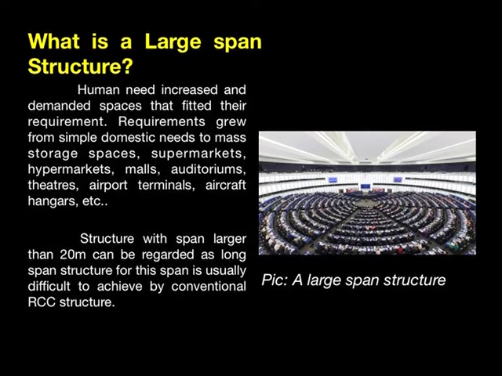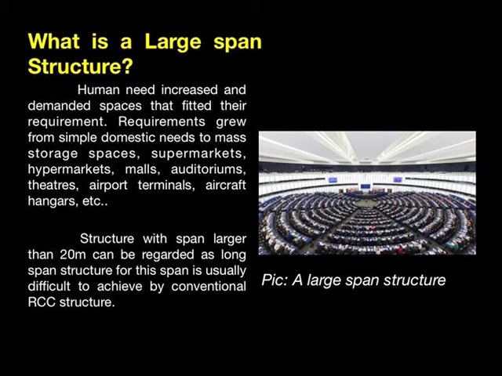We say a structure with a span larger than 20 meters is regarded as a long span structure, because imagine an RCC structure of 20 meters wide will have a beam depth of, assuming L by 10, 2 meters. 2 meters will be the depth of the beam that spans 20 meters. Approximately, it could be less, it could be a little more. We're just looking at thumb rule calculations here. If the beam size is 2 meters, the ceiling height needs to be bigger because we need to accommodate a 2 meter deep beam.